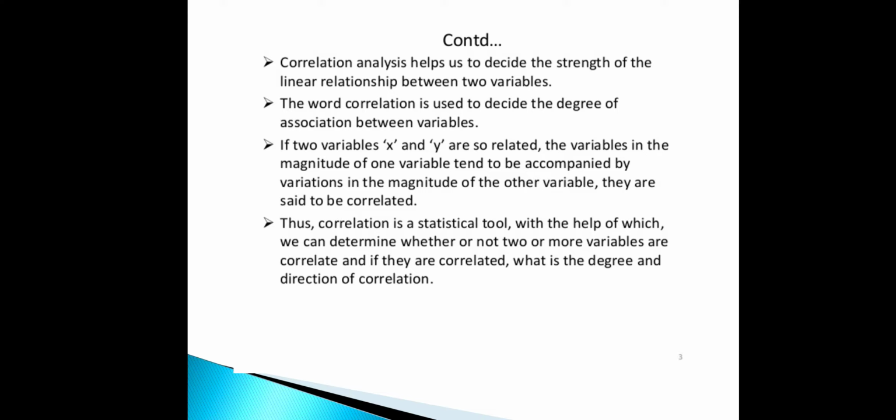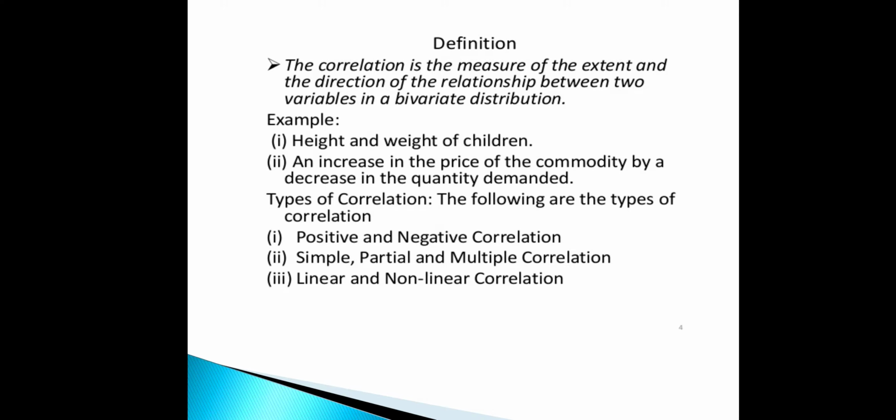So we can define correlation overall as the measure of the extent and the direction of the relationship between two variables in a bivariate distribution. For example, height and weight of children, or an increase in the price of a commodity leading to a decrease in the quantity demanded. Such examples give us a relation between two quantities: between height and weight, and between the price of a commodity and the decrease in the quantity demanded.